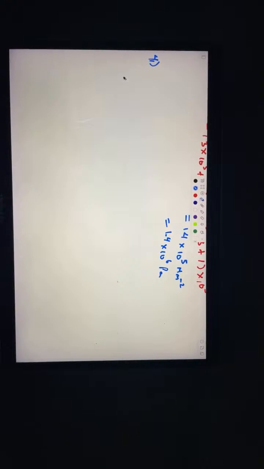For question 41, we have a metal ball thrown vertically upward from the top of a tower with an initial velocity of 20 meters per second. If the ball took a total of 6 seconds to reach the ground level, determine the height of the tower. This is a very simple question. So let's say we have the tower, and the boy is standing on top of the tower, then threw a ball.